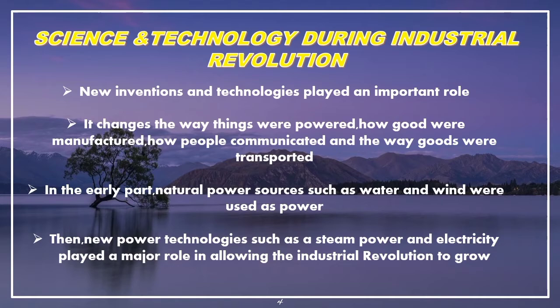Science and technology during the Industrial Revolution. First, new inventions and technologies played an important role. They changed the way things were powered, how goods were manufactured, how people communicated, and the way goods were transported. In the early part, natural power sources such as water and wind were used as power. Then, new power technologies such as steam power and electricity played a major role in allowing the Industrial Revolution to grow.